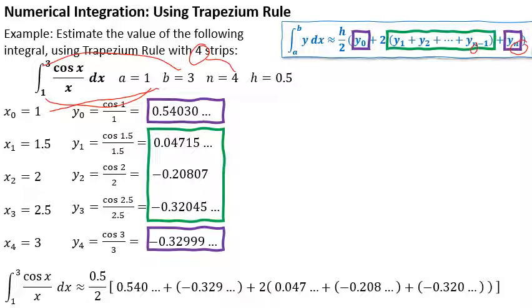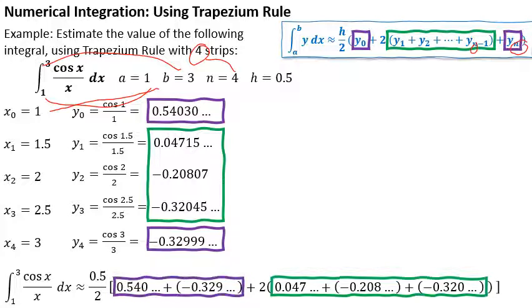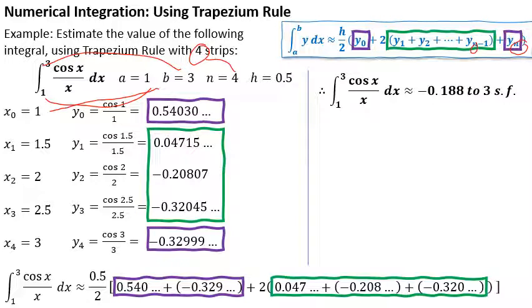So it looks messy. There's quite a lot of numbers having to be written in there, but as long as we're using the most exact values we can here, we're not just writing in 0.540 and minus 0.329. We're using the most precise values we can from our calculator, then what we should find is that the final result we end up with, when we put it all together, is negative 0.188 to 3 significant figures. You'll notice at this point, I round, and not before. The rounding only happens at the very end.